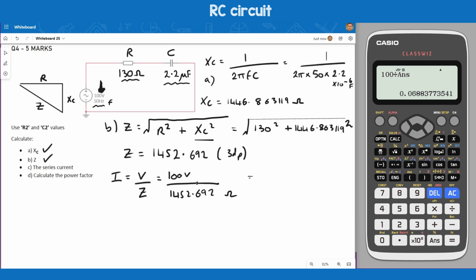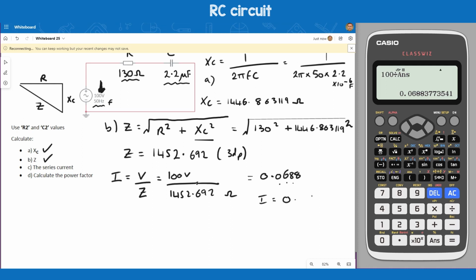and it is 0.0688, etc. So if we were going to do this to 3 decimal places, this last 8, the third decimal place would round up because of this last number. So the current is 0.069 amps. So that's that done.